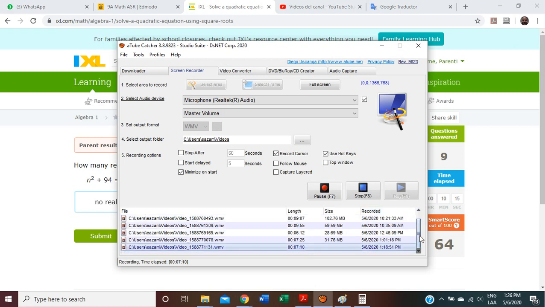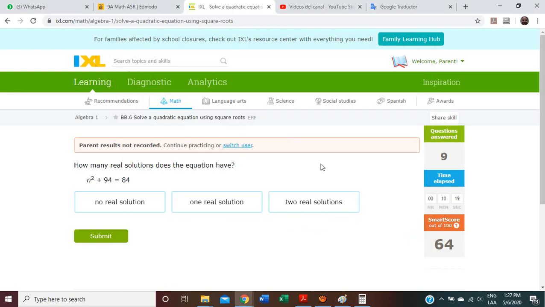Okay, in this one, n squared plus 94 equals 84. If we send this number to the other side, it's going to be 84. It was adding, now it's going to be subtracting. 84 minus 94 is going to be a negative number. Remember, negative numbers do not have a real solution, because they don't have square roots.